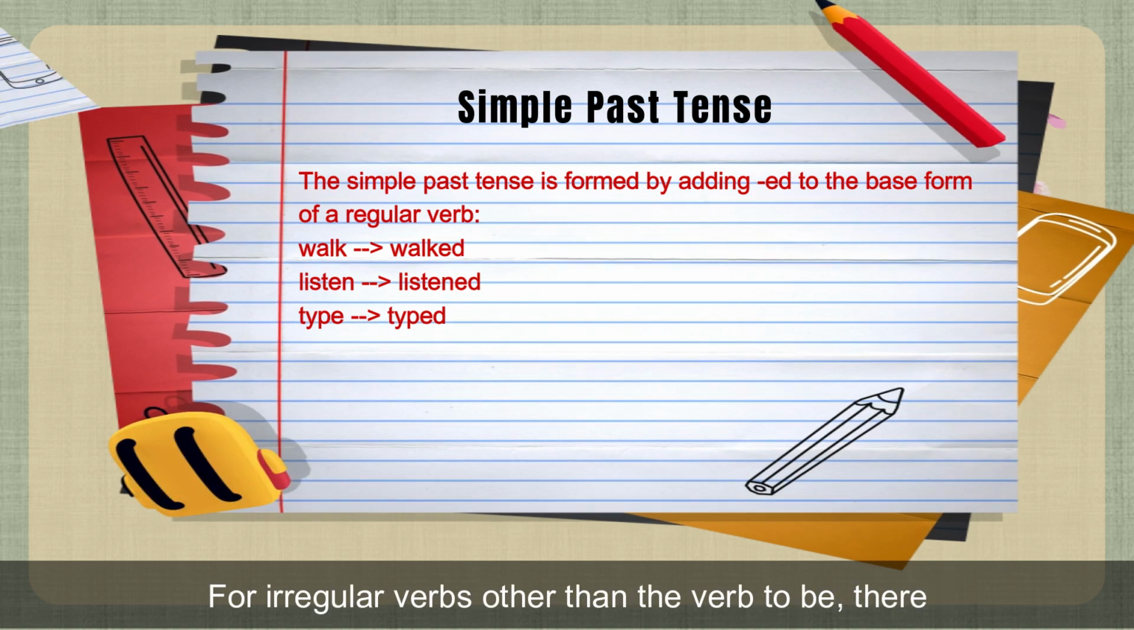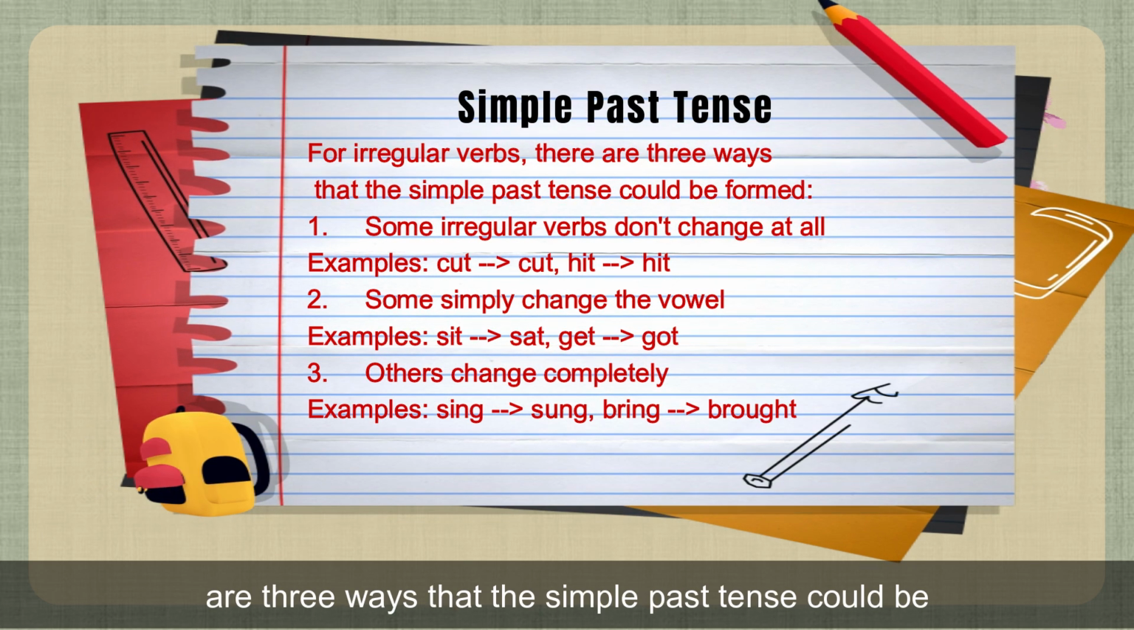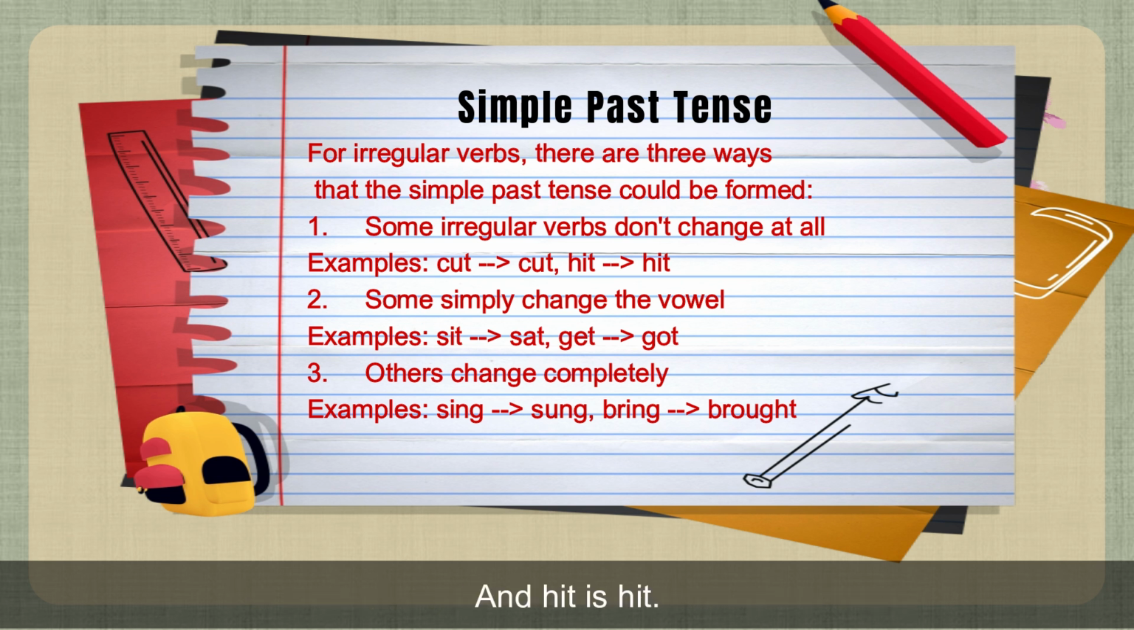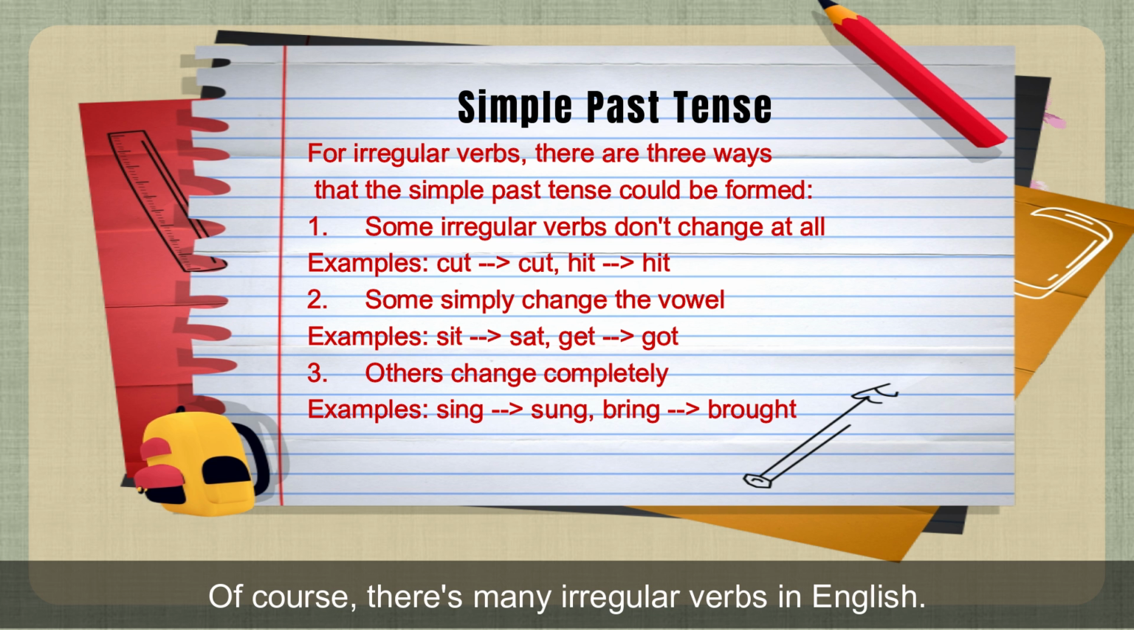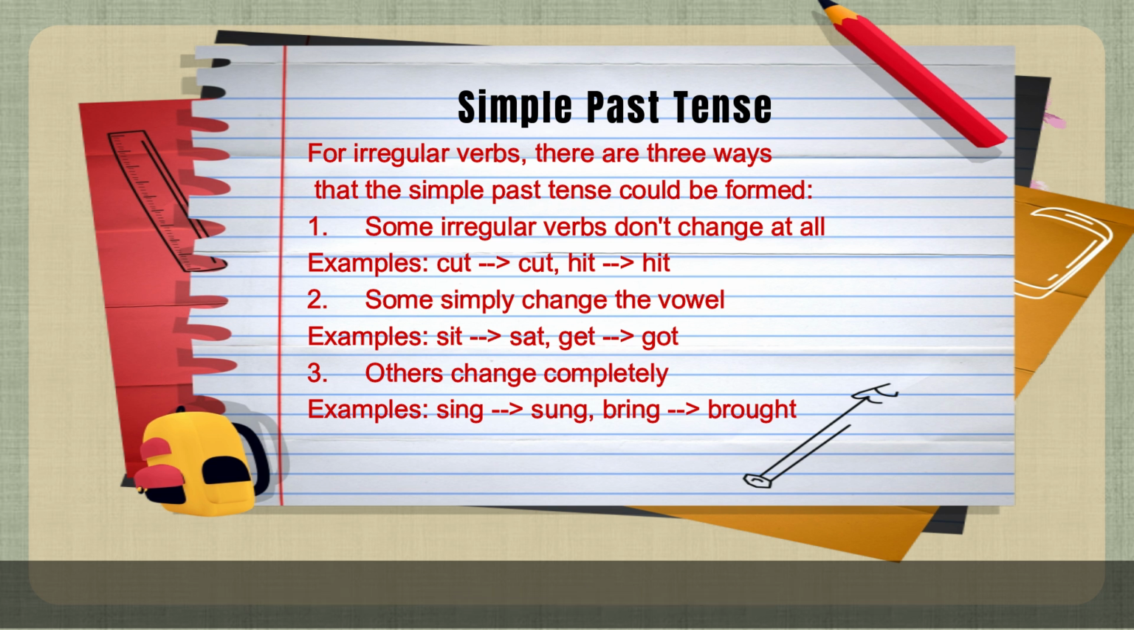For irregular verbs other than the verb to be, there are 3 ways that the simple past tense could be formed. Some irregular verbs don't change at all. For example, cut in the simple past tense is cut, and hit is hit. Yeah, and some simply change the vowel, like sit, the past tense is sat. Get, the simple past tense is got. Finally, others change completely. For example, bring becomes brought. Of course, there are many irregular verbs in English. And you'll learn more about them and all their forms as you improve.